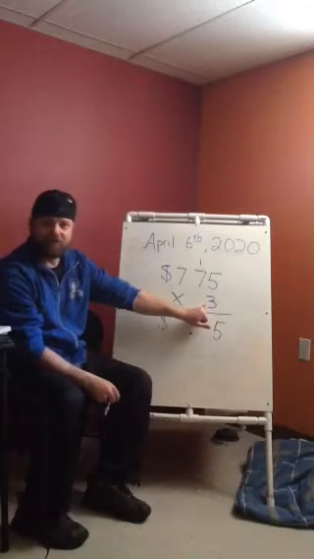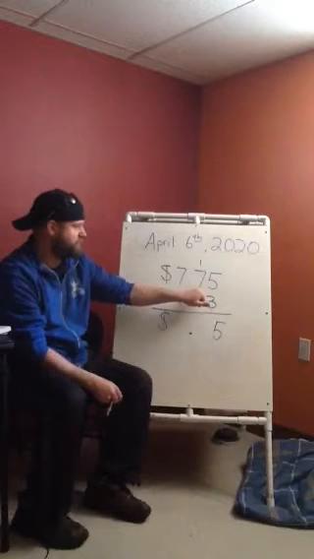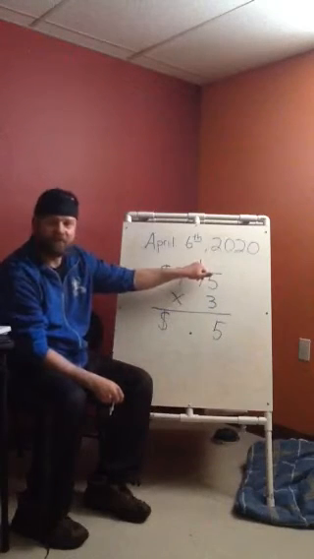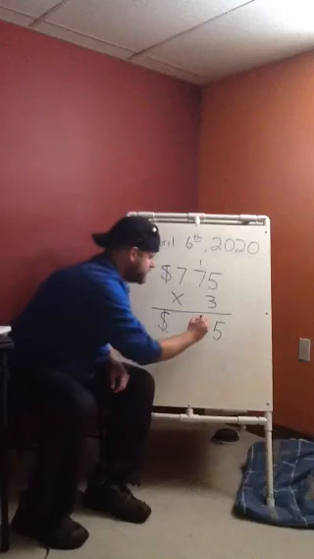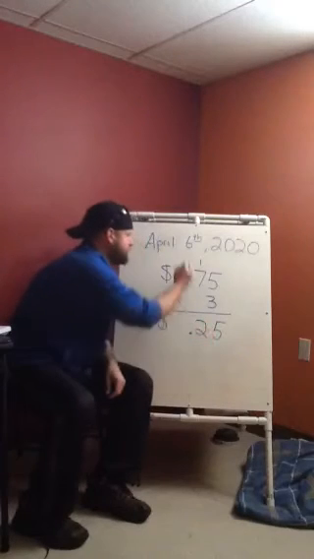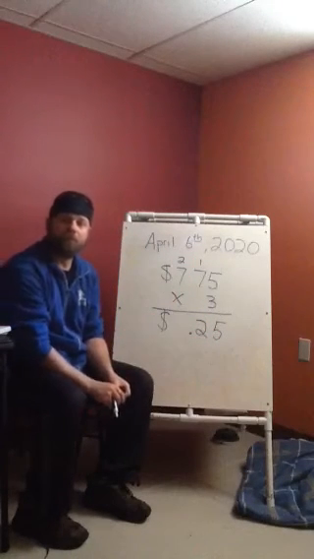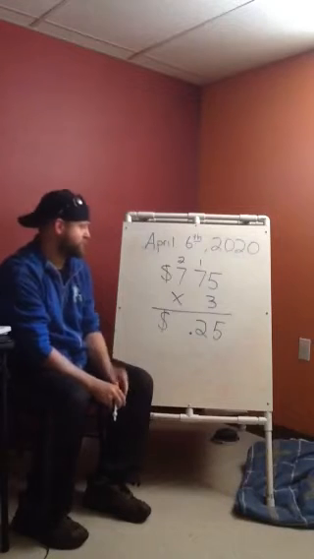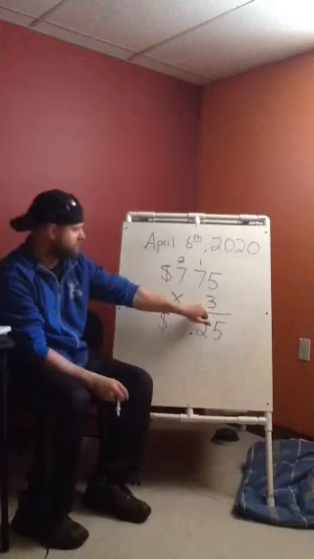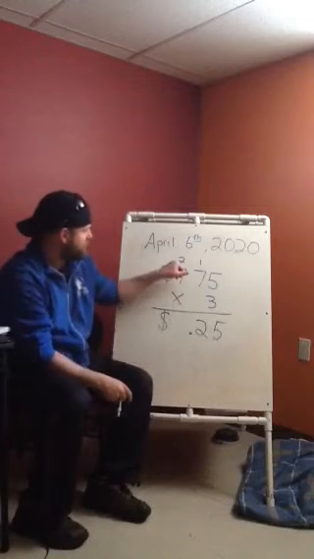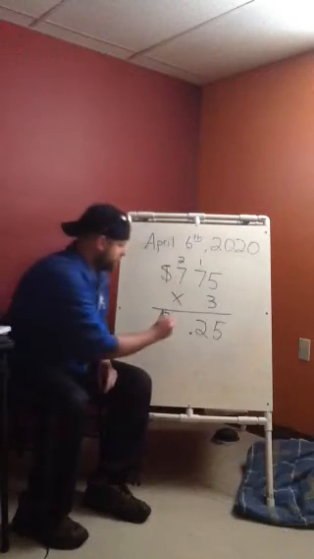Then we're going to go back to this 3. Take this 3, multiply it by the 7. 3 times 7 is 21. You've got to remember to add this 1 to it, so it's 22. 2 comes down, and the other 2 brings over into our $1 place, or our ones place. Last, take our 3, multiply it by our 7, which is 21 again. Add the 2.